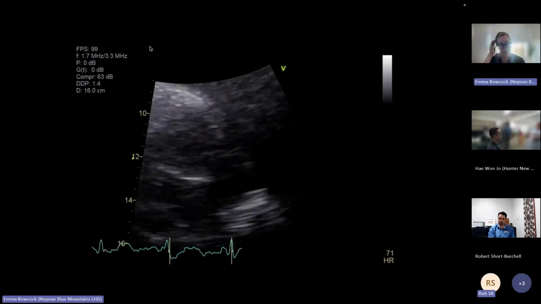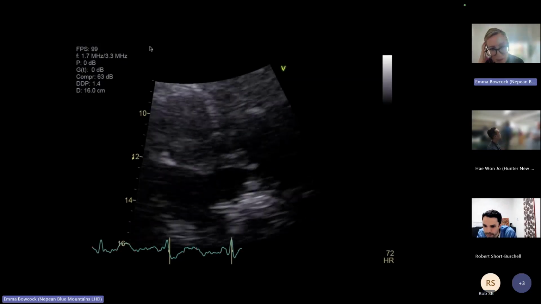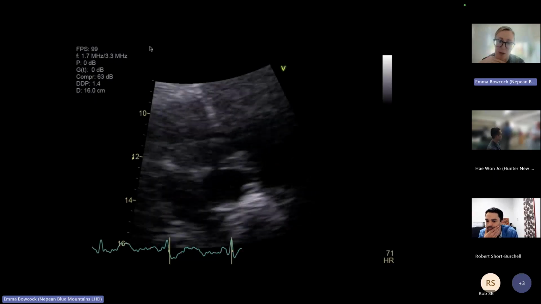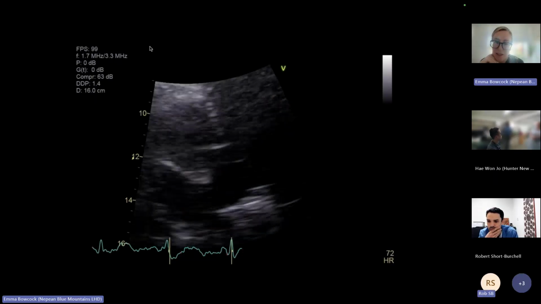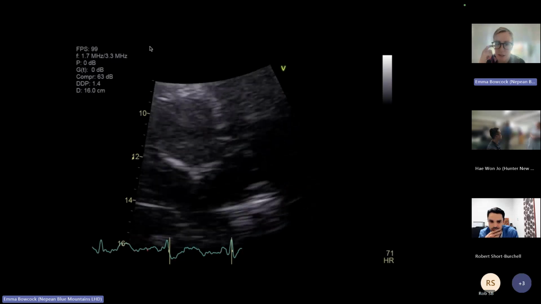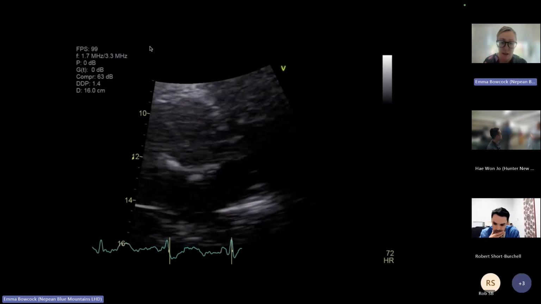Nice, Rob. That's just a zoomed up image, we'll stop it there. That's just a zoomed up image of the branch of the right and the left PAs, which you already spotted on the zoomed out view. So that was really good. Nice job, Rob. I thought you did really, really well.